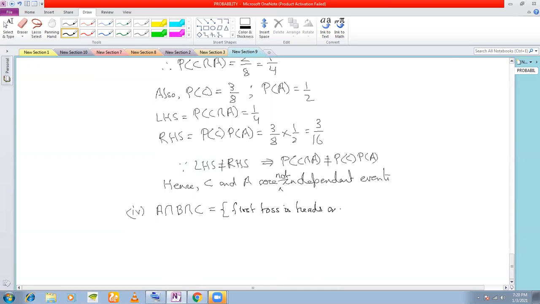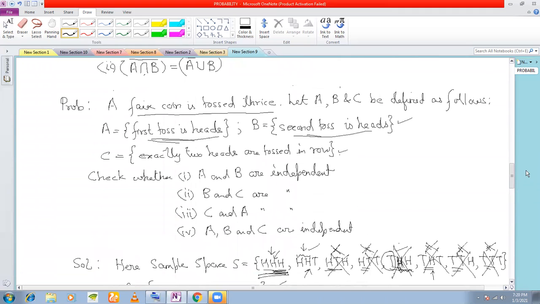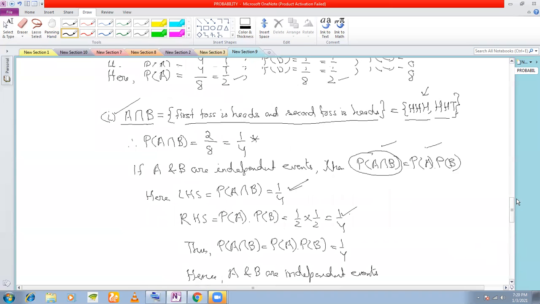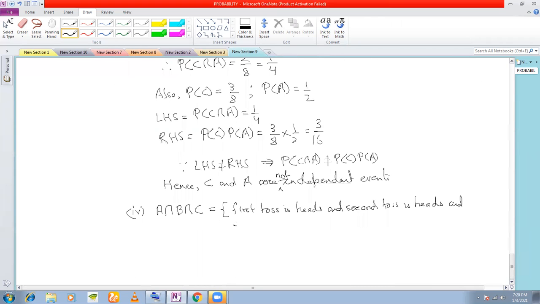And next, what is the event B? Second toss is heads. And finally, you have exactly two heads are tossed in a row.